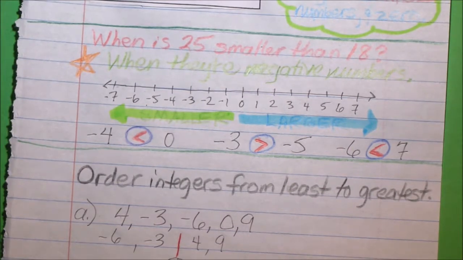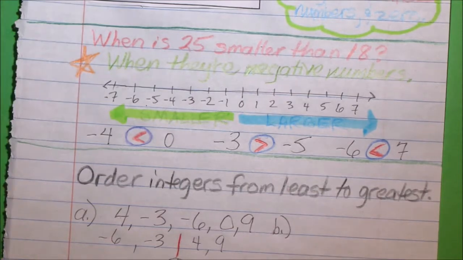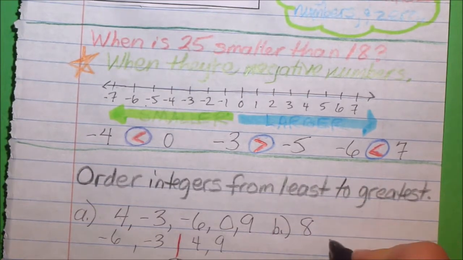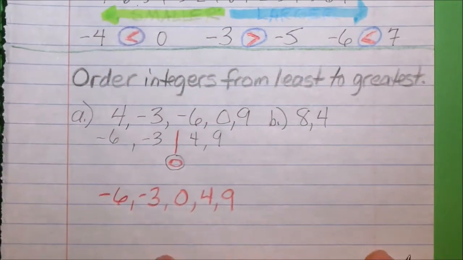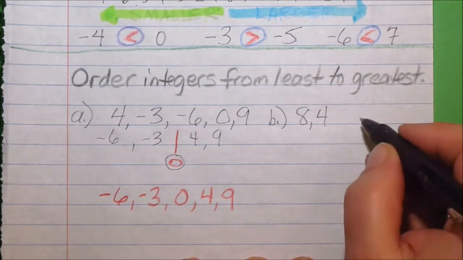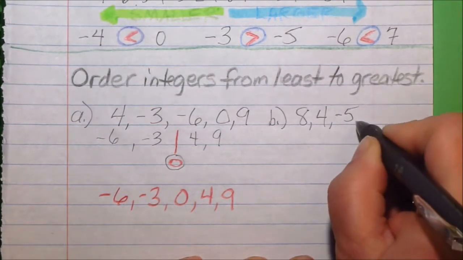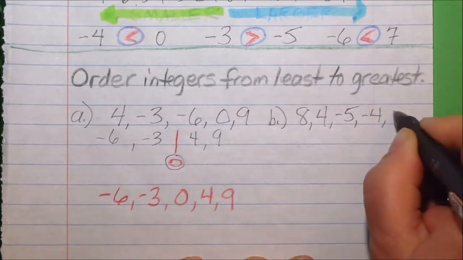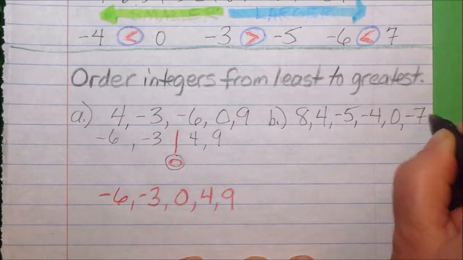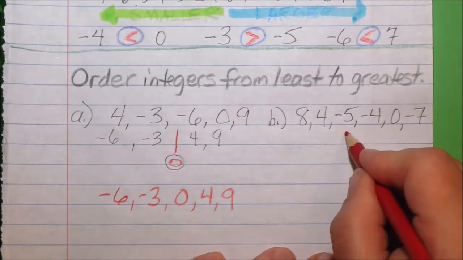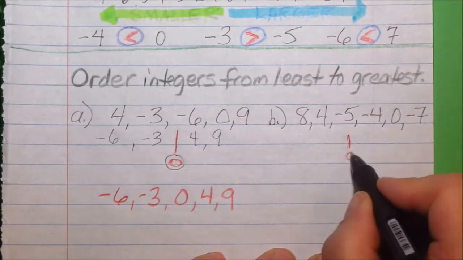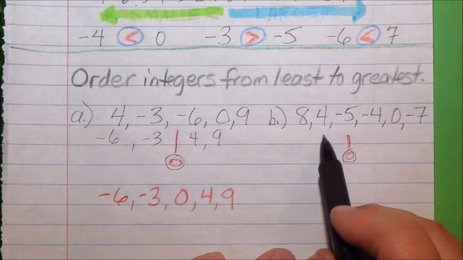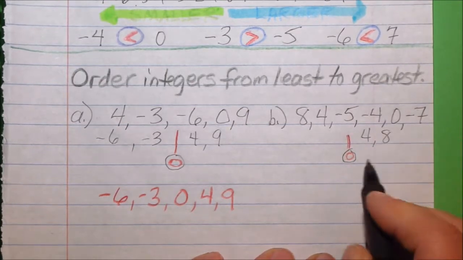Okay, B. My numbers for the set on B are 8, 4, -5, -4, 0, and -7. I ran out of frame there, sorry, I didn't notice. I'm going to do the same thing, right about the middle. I'm going to call that 0. So what do I have to the positive? Well, I have 0, so I'm going to circle that right now. And I have a 4 and an 8. Those are my only positive numbers. All right, now my negative numbers.